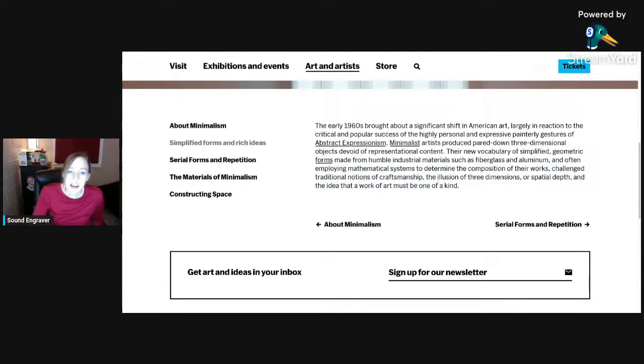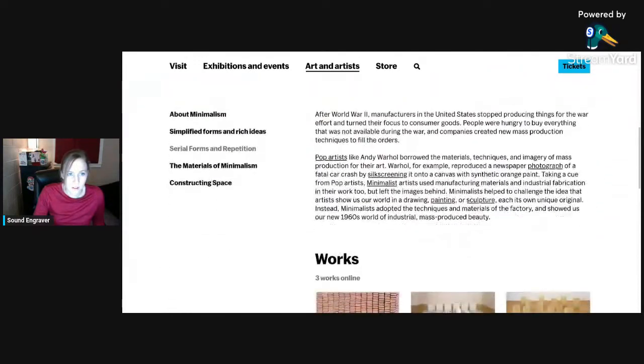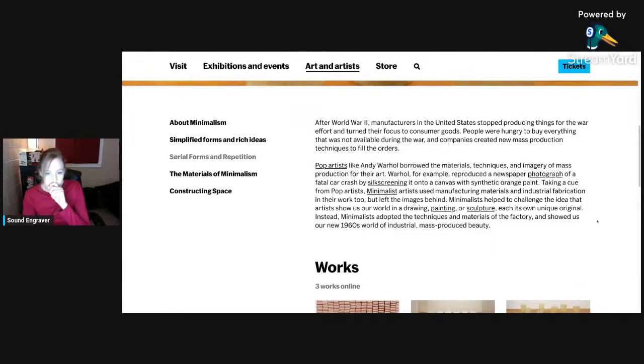Let's say that again. Defying the notions of craftsmanship, creating an illusion of three dimensions, we'll get to that in a little bit, spatial depth as well. And this is key: it challenges the idea that a work of art must be one of a kind. Now, I do believe a work of art should be one of a kind. And let's talk about the forms and repetition, and also materials of minimalism. There might be some repetition between these topics and subcategories, but again, it's worth repeating for retaining that knowledge.